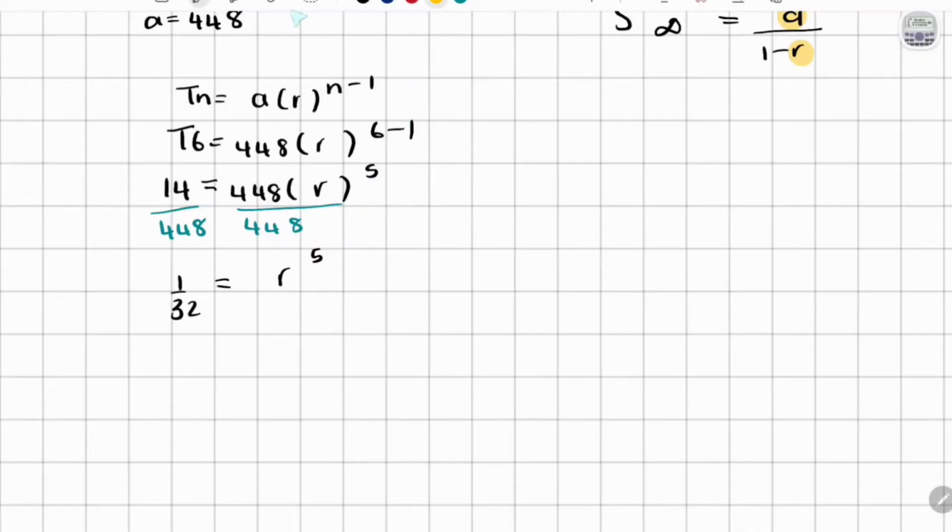So to get to the r, let's get rid of the 5 by fifth rooting both sides. This is just going to be r is equal to, because we know the fifth root of 32 is 2, so the fifth root of 1 over 32 must be 1 over 2. So that is r.